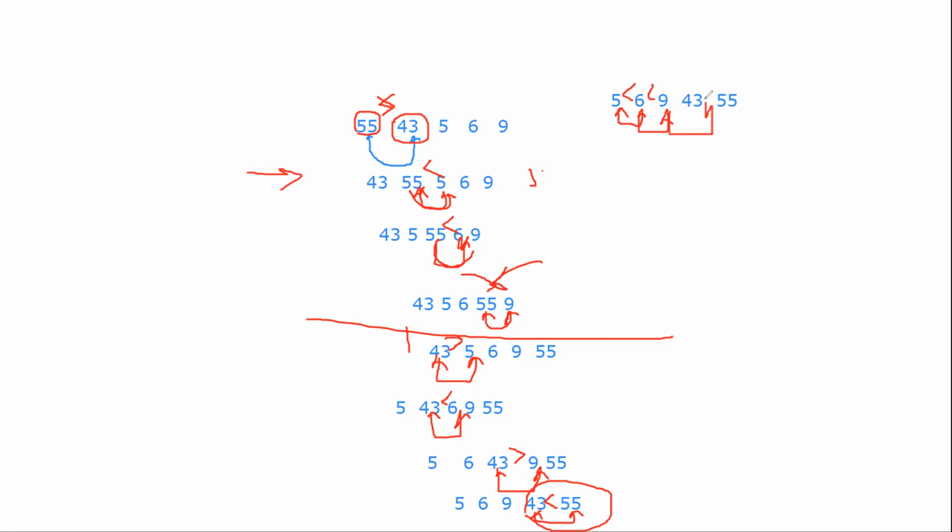9 is less than 43, no need to interchange, and 43 is less than 55, so there is no need to interchange these elements. In this way, after complete execution of this algorithm, the array gets sorted in ascending order: 5, 6, 9, 43 and 55.